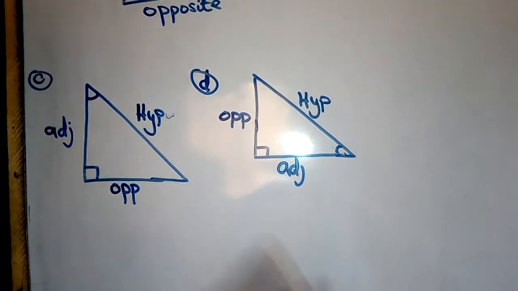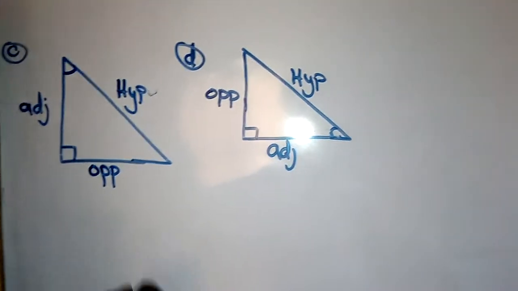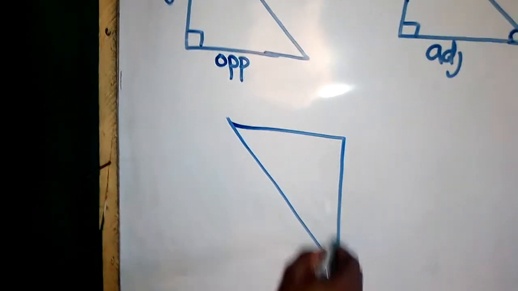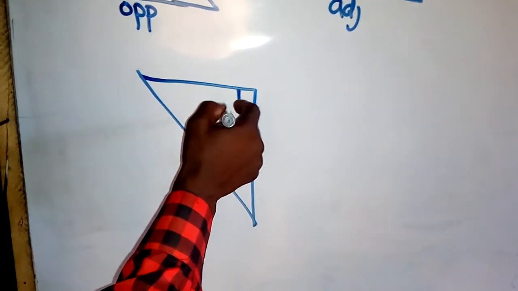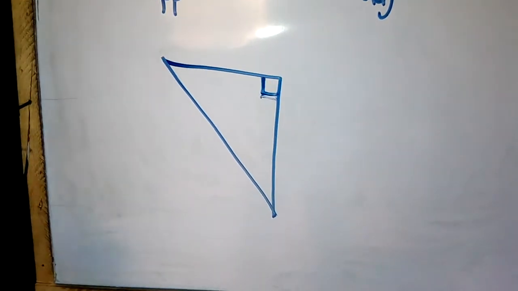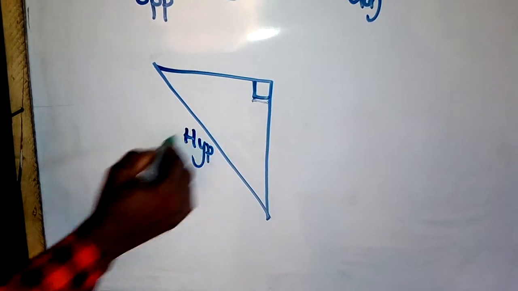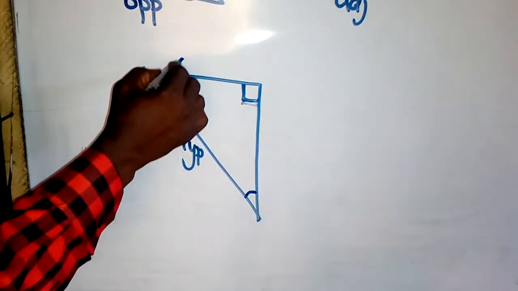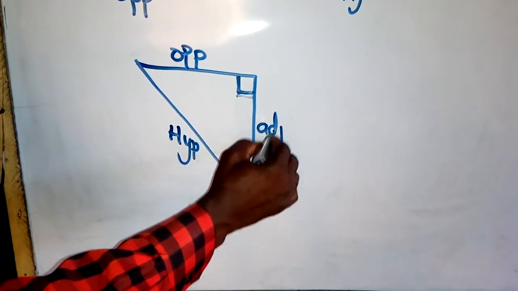A right angle triangle could be drawn anyhow. They can draw it like this. When you see a square here, it indicates 90 degrees. So this is the longest side, this is the hypotenuse. If you are given an angle here, then this will be your opposite, and this will be your adjacent.